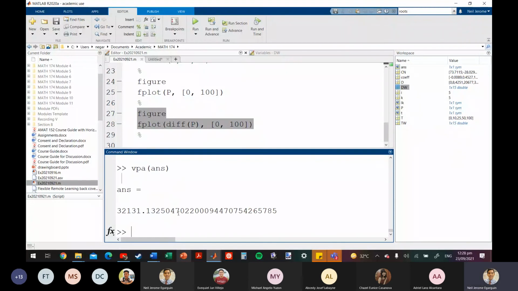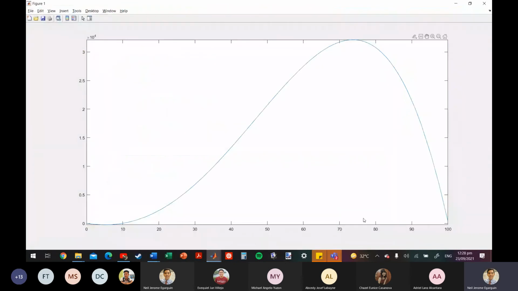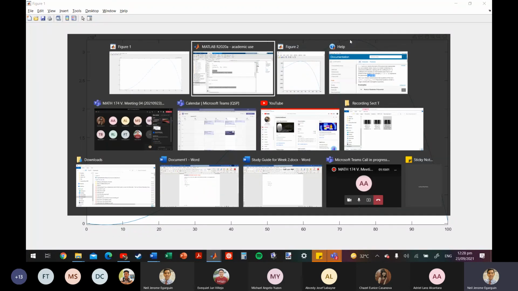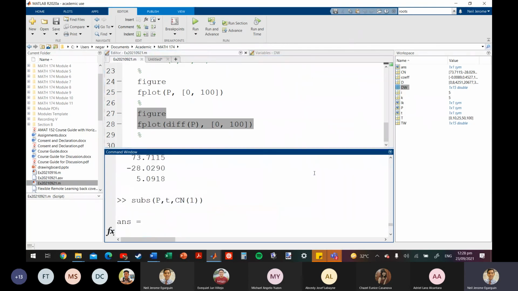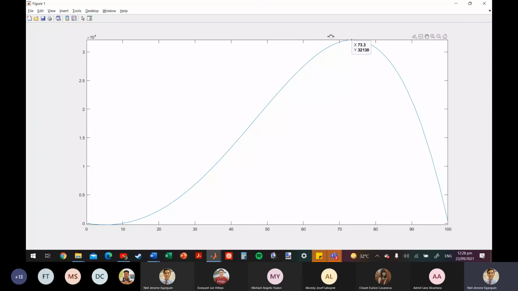So let's see if that makes sense. Let's go back to the graph of P. So we already resolved na yung maximum nangyayari between 70 and 80, and precise calculation showed nangyayari siya sa 73.7115. Tapos ang value niya ay about 32,000, which is 3 times 10 to the 4th plus some change. Okay?